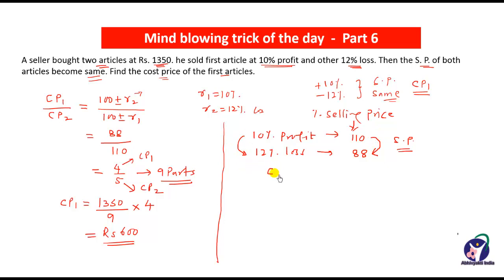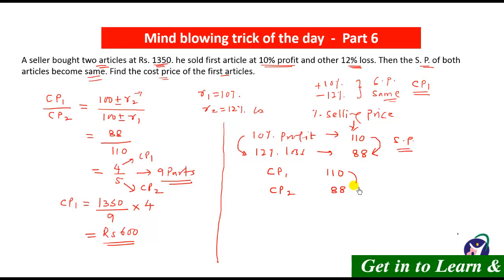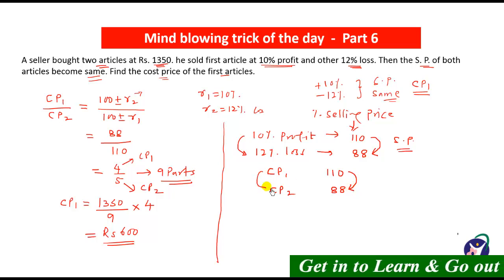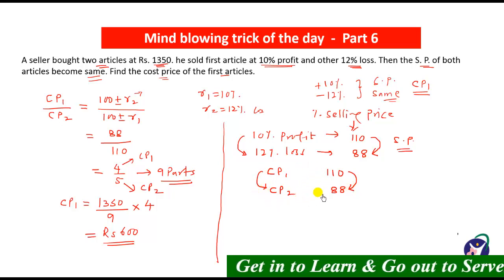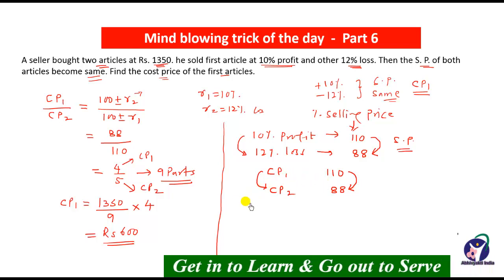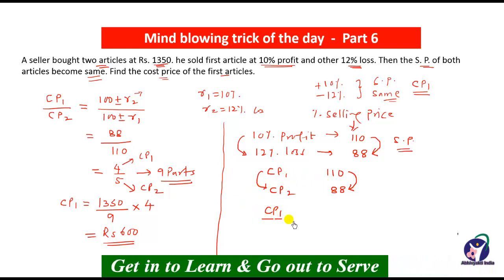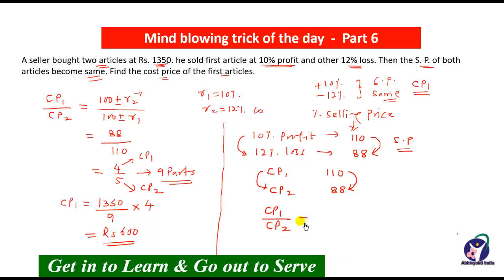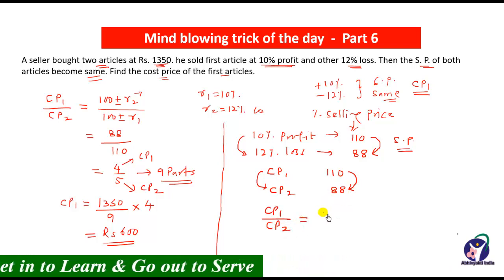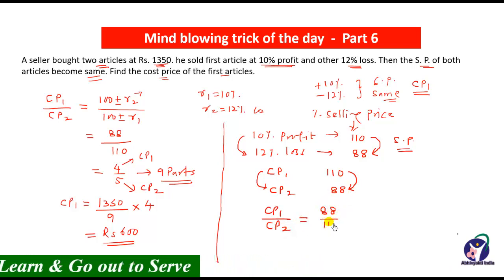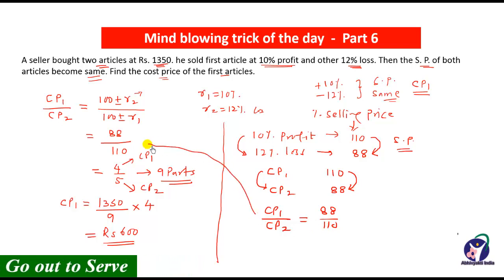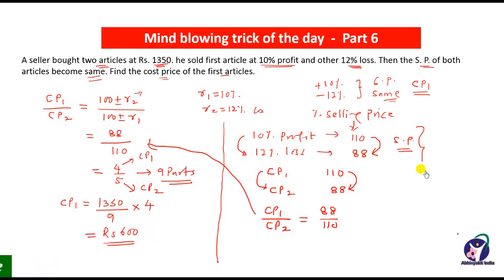So the cost price of the first article is 110, and the cost price of the second article is 88. This is decreased, and so this should increase, so this is the inverse variation. We will write it as CP1 upon CP2 equal to the reciprocal, 88 by 110. So we get the same thing without using the formula, and you need not write all these things.